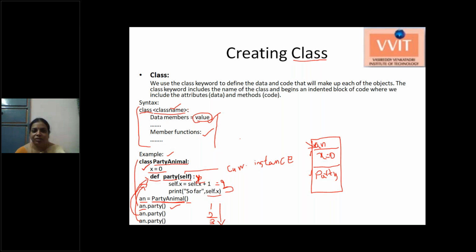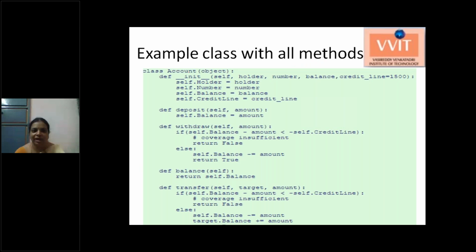Next, this is another class which is created for an account. It has some methods, like a deposit method to deposit the amount, a withdraw method to reduce the amount based on the amount to be withdrawn from the account, a balance method to show the present balance within the account, and a transfer method which takes the target account number and the amount. It adds the amount into the target account and reduces the amount from the source account.